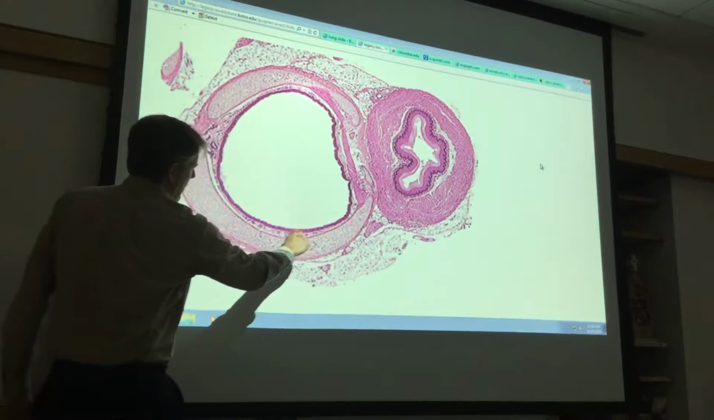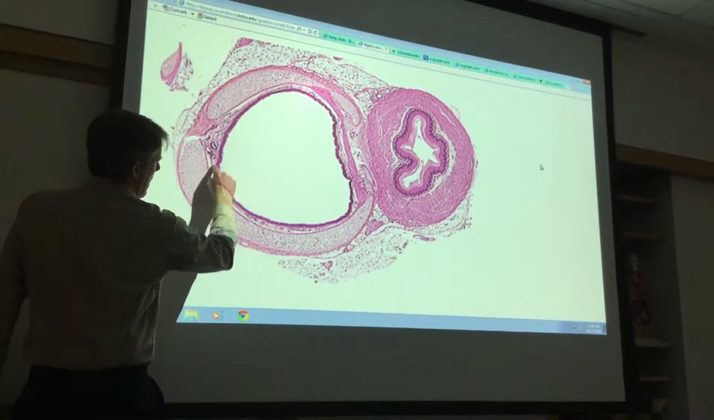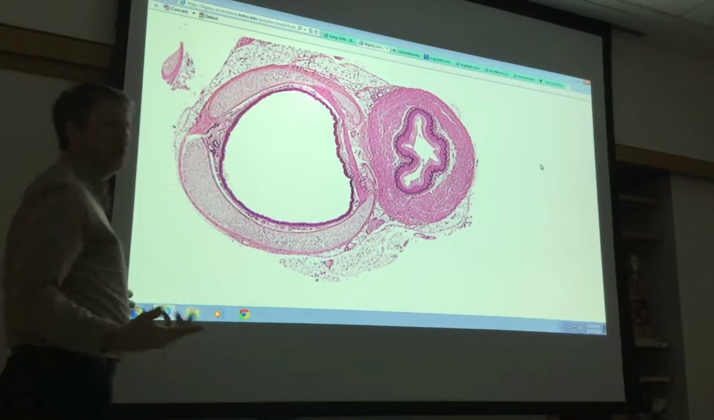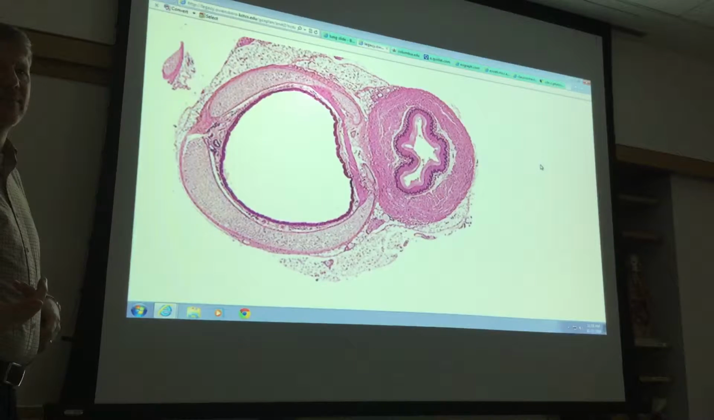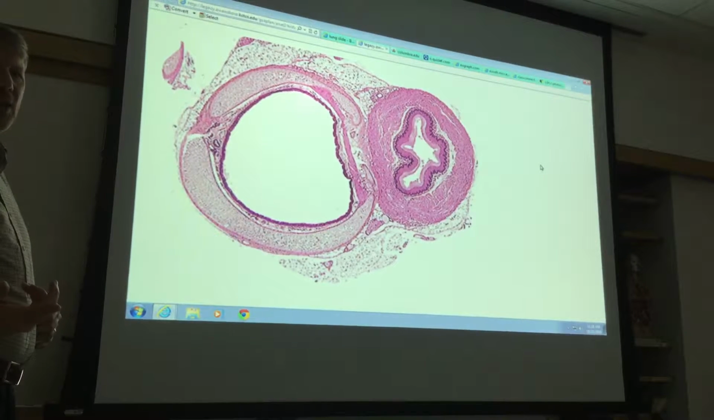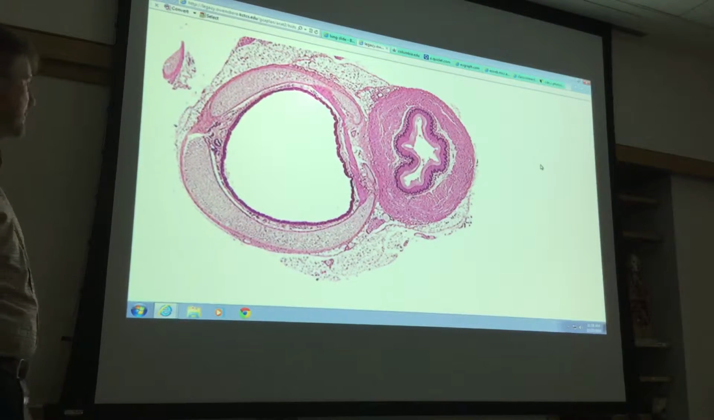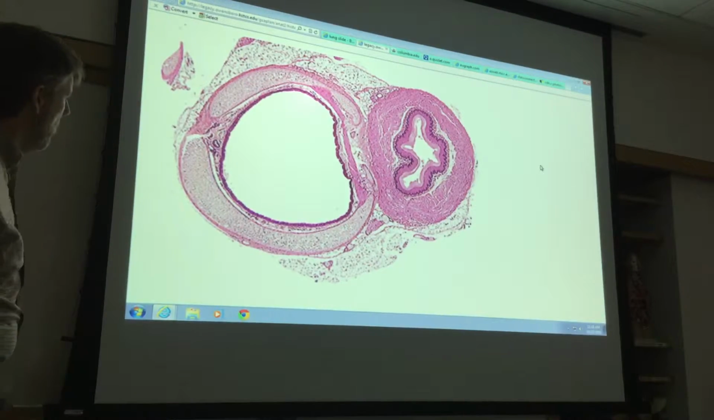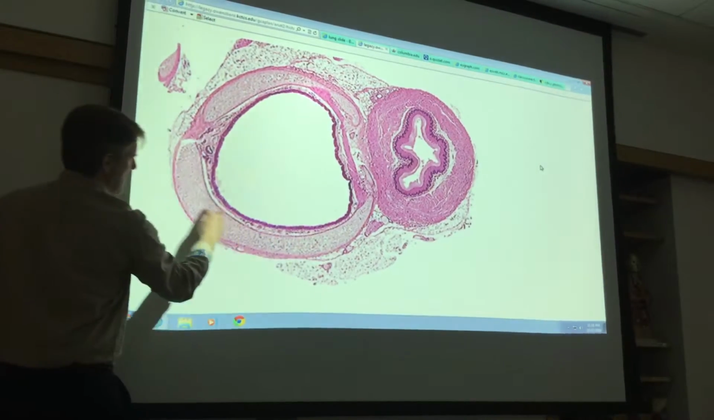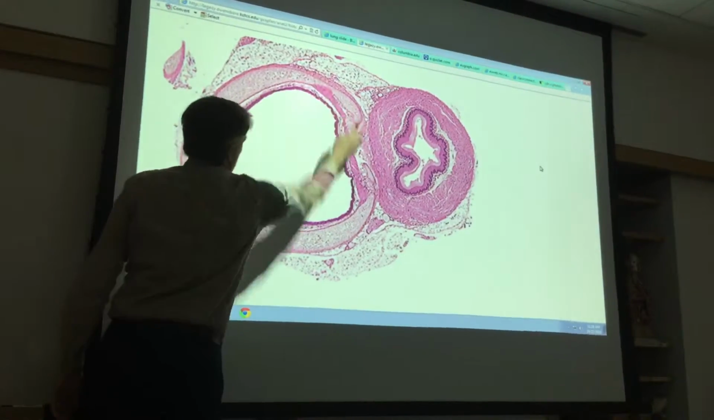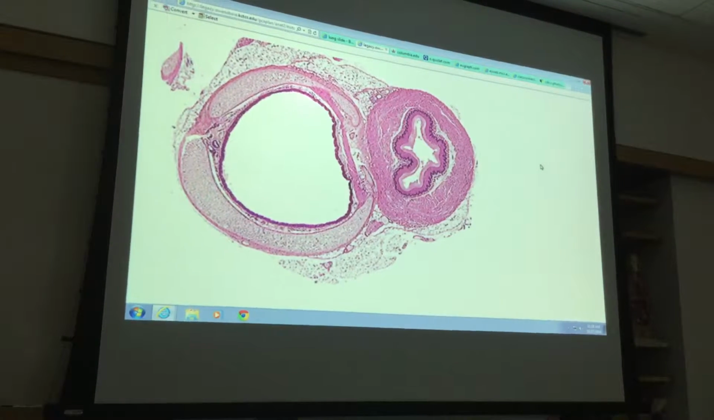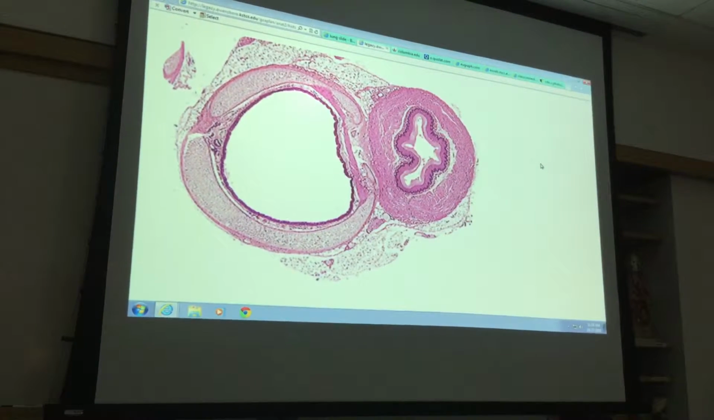What do you suppose that layer is right there? The epithelial layer, and what is it going to be again? Pseudostratified ciliated columnar epithelium with goblet cells, right? All right. What's this layer here? Any guesses? Cartilage? That's the cartilage, right? That's the hyaline cartilage that you find inside the trachea.